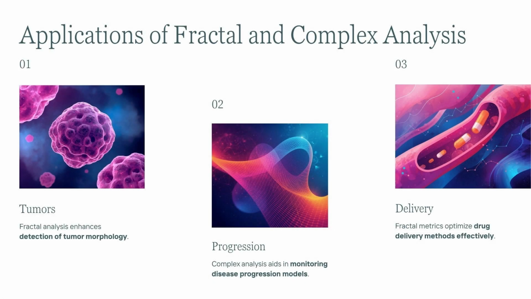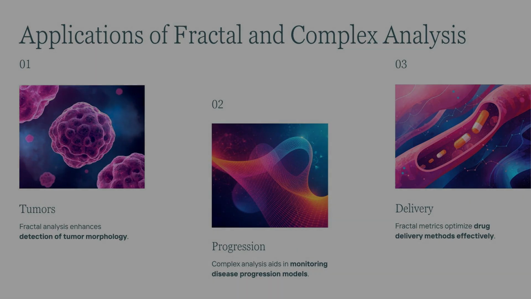Summing up, we have highlighted three key areas where these mathematical fields are applied in medicine. Number 1. Tumors. Fractal analysis is used to improve the detection of tumor morphology, which is basically its shape and structure. Number 2. Progression. Complex analysis helps in monitoring disease progression models, which is dynamic. Number 3. Delivery, which is its ultimate application. Fractal metrics can be used to effectively optimize drug delivery methods.